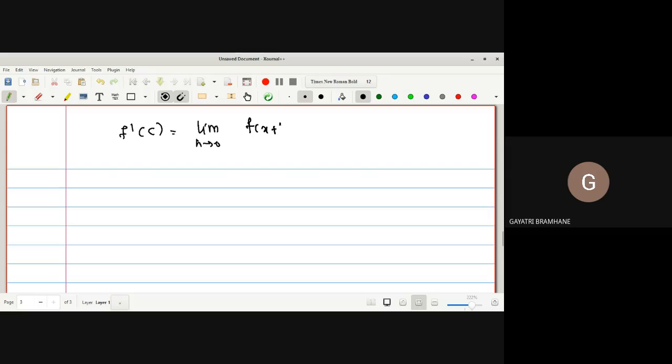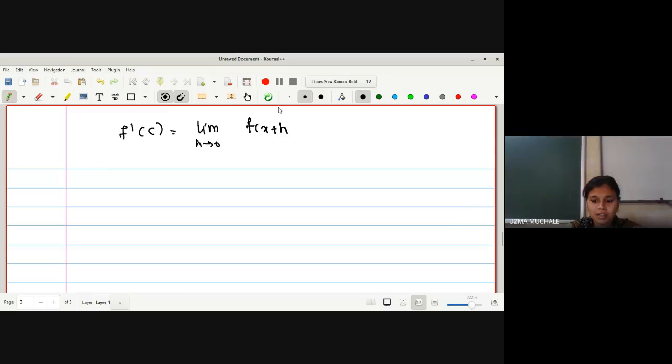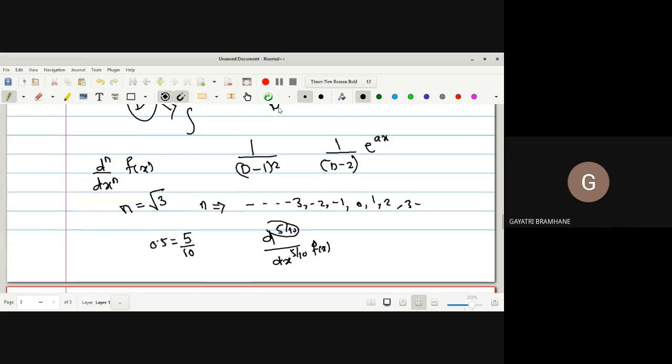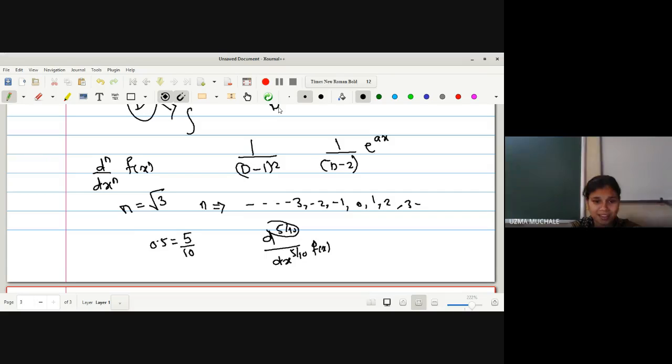Ma'am, after calculating the nth derivative, we can put n equal to root 3. Root 3. Okay, then that is the question: in place of n we have to put root 3. Suppose you have a function, say sin x, correct? Sin x, tan x, cot x, any type of function. So how will you find the derivative of order n equal to root 3 of sin x?